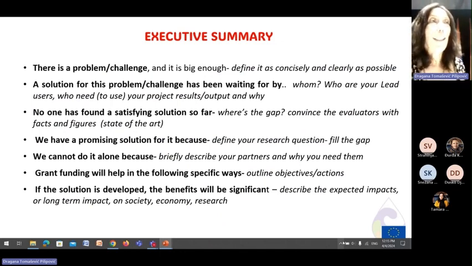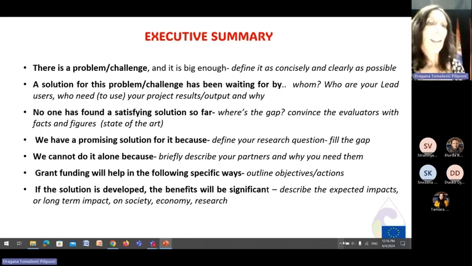Right, so here are some tips on how to write an executive summary. Basically, as you can see, it is the same thing we talked about when we discussed the structure of the proposal. These are the key things of your proposal, but you have to present them in a sexy way, to capture the attention. So there is a problem, and it's big, and it's urgent, so we have to tackle it immediately.